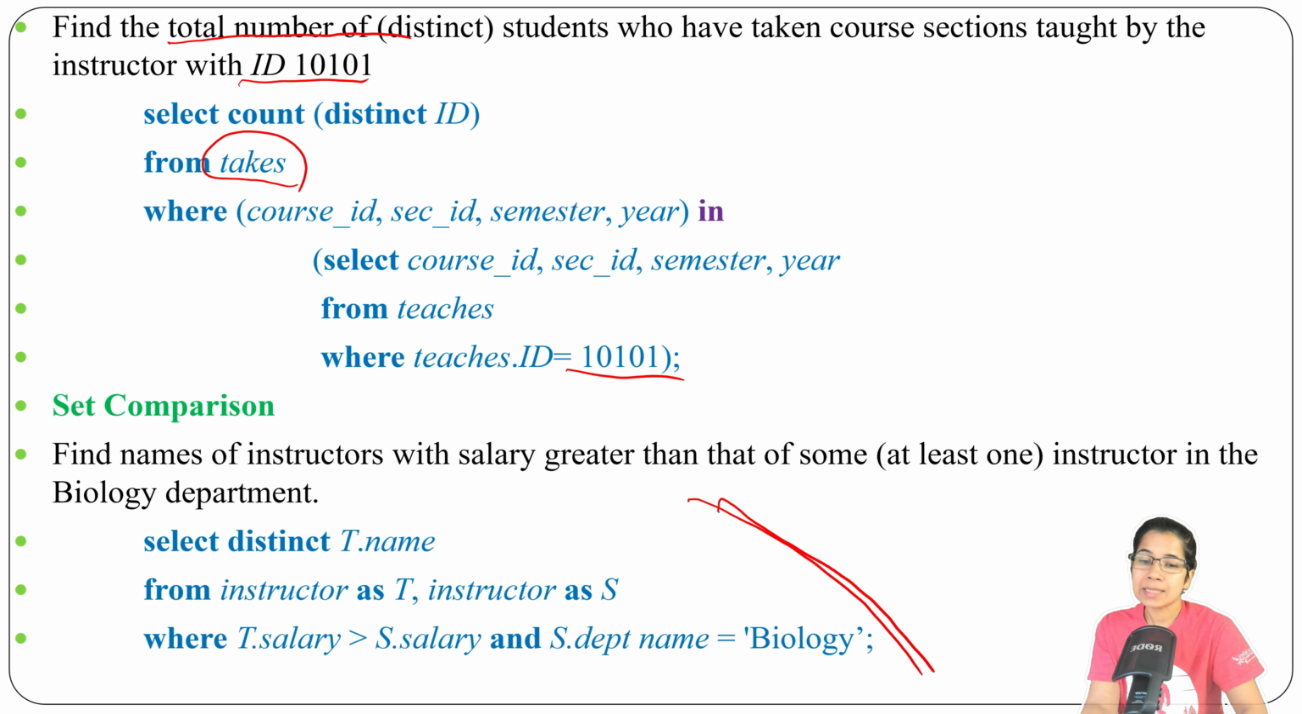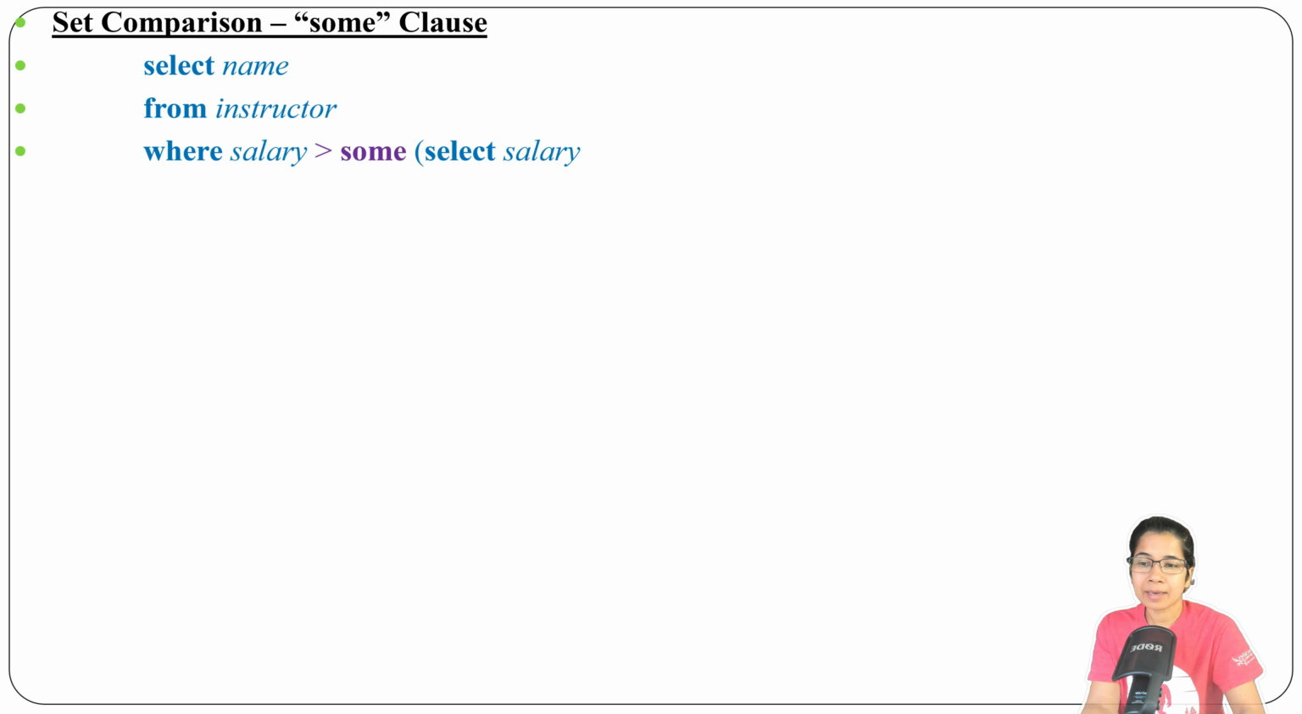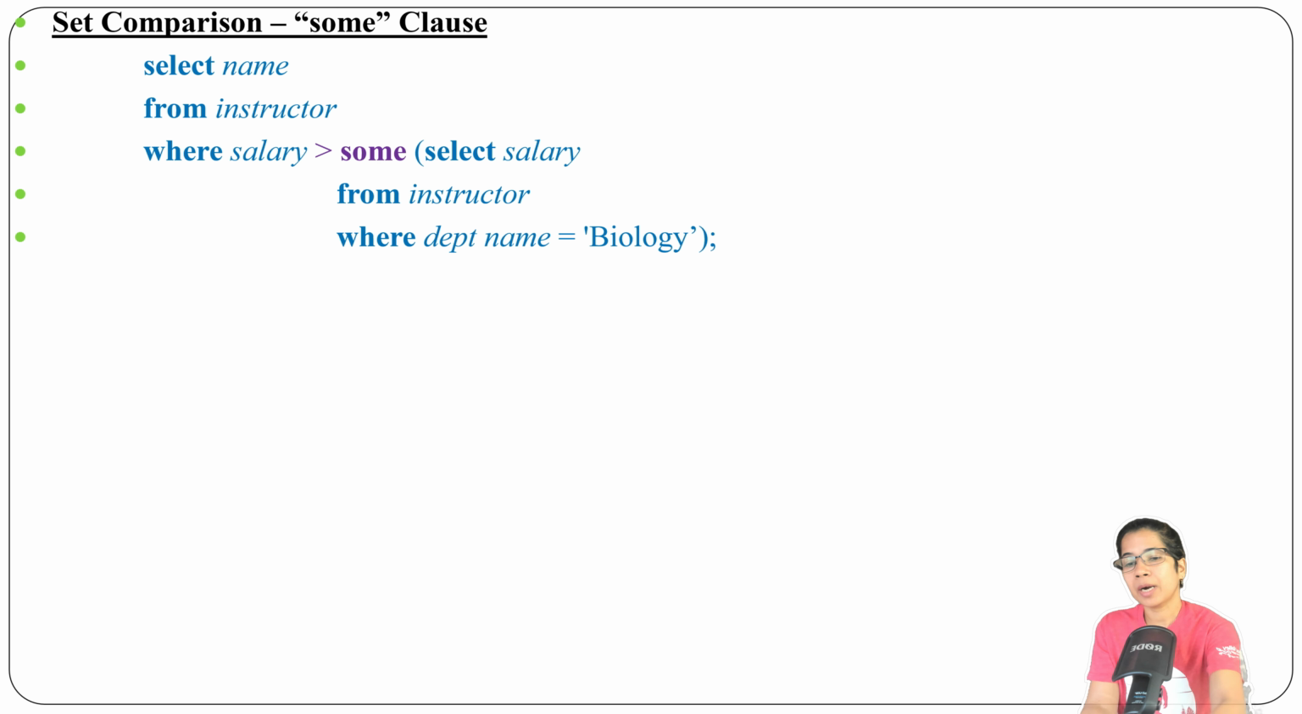Now we'll do the set comparison, where in one set there will be all instructors, in another set there will be biology department instructors. Let's write the code that we can write by some clause. So select name from instructor where salary greater than some, then select salary from instructor where department name equals to biology. So it will select salary of instructors from biology department. Now this select name from instructor will show whose salary is greater than some instructor's salary of biology department.